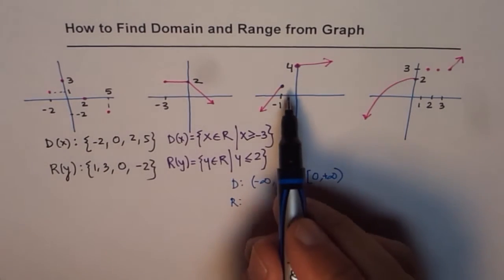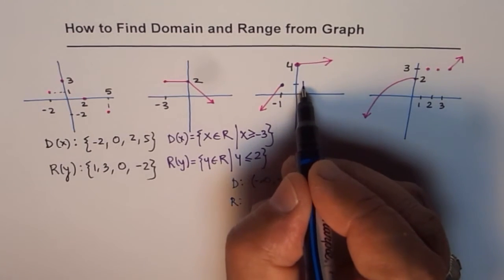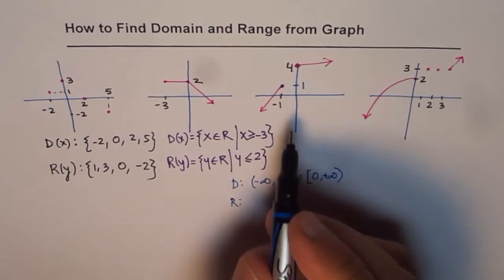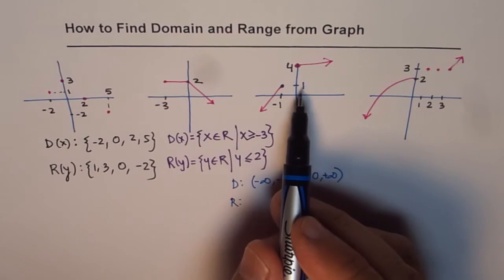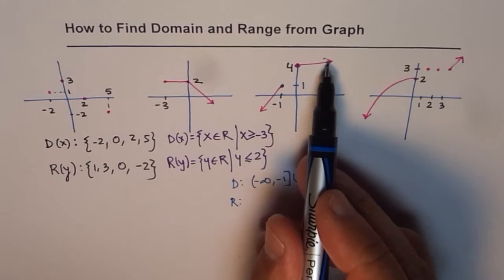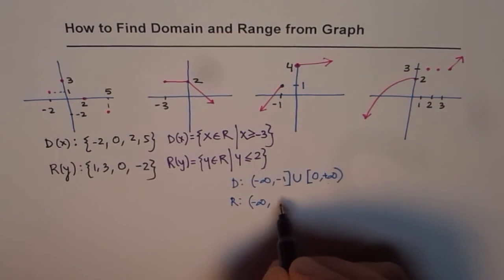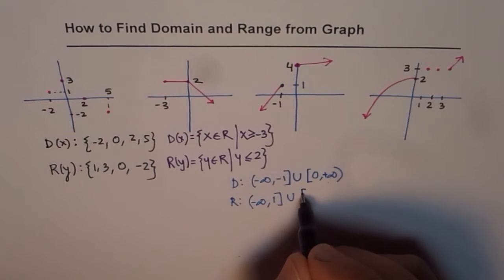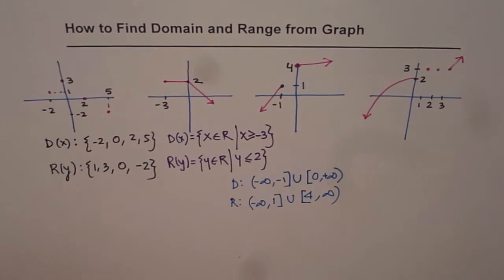So the range here is, now this point I should have written as, let us say this point is 1. Okay. Now the range is less than or equal to 1 or greater than or equal to 4. So we could say that the range is from -infinity to 1 including 1, union including 4, greater than 4 means up to infinity. So like this we could write the domain and range using this interval notation.